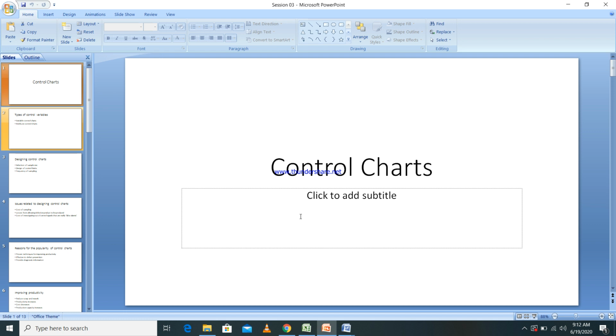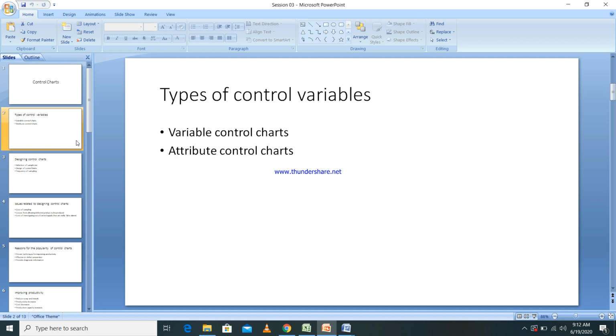So when it comes to control charts, this was introduced by Shewhart, and there are so many different types of control charts. Basically, you can divide control charts into 2 subcategories. That is, you have variable control charts, and then you have attribute control charts. So what are these variable control charts and what are these attribute control charts?